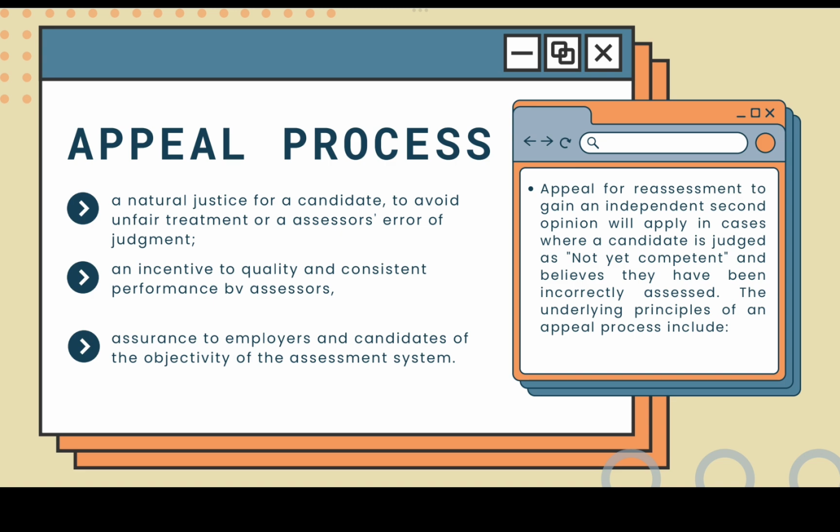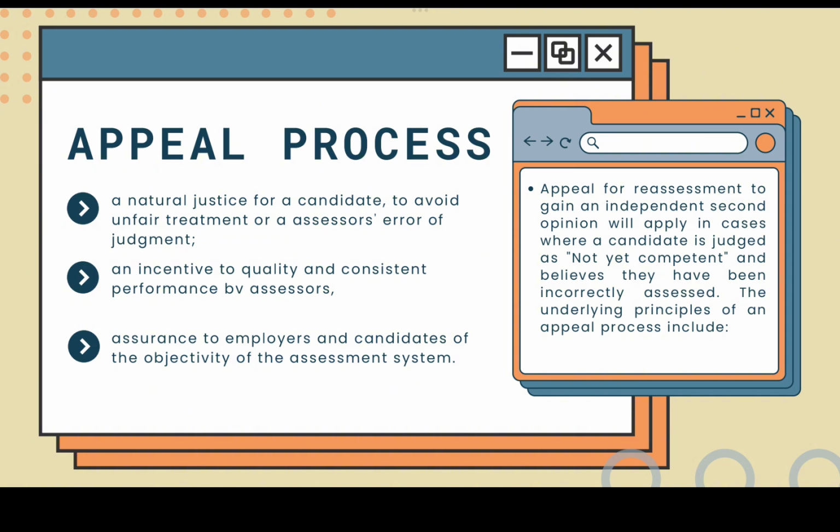Number 1 is natural justice for a candidate to avoid unfair treatment or assessor's error of judgment. So dito, para ma-make sure na they are treated fairly and avoid bias. Number 2, an incentive to quality and consistent performance by assessor. So dito, para naman ma-motivate yung assessor to always perform high quality. So, sino ba naman ang hindi tatama rin kung ang sahod mo is mataas?